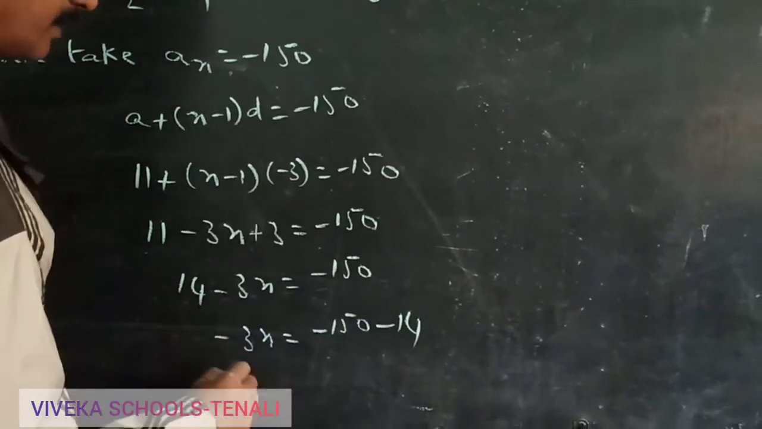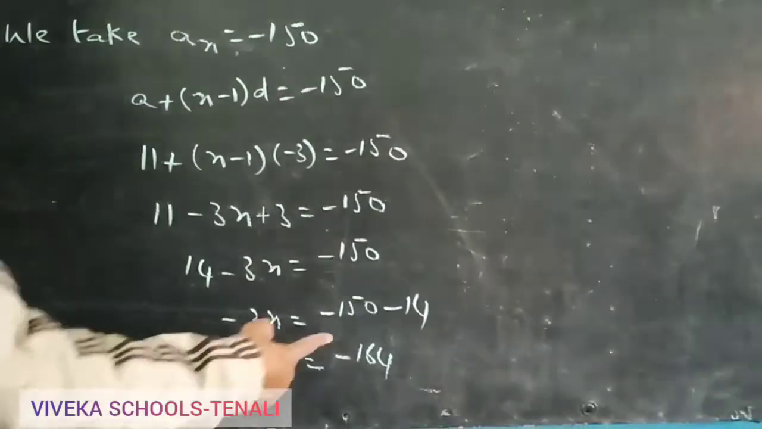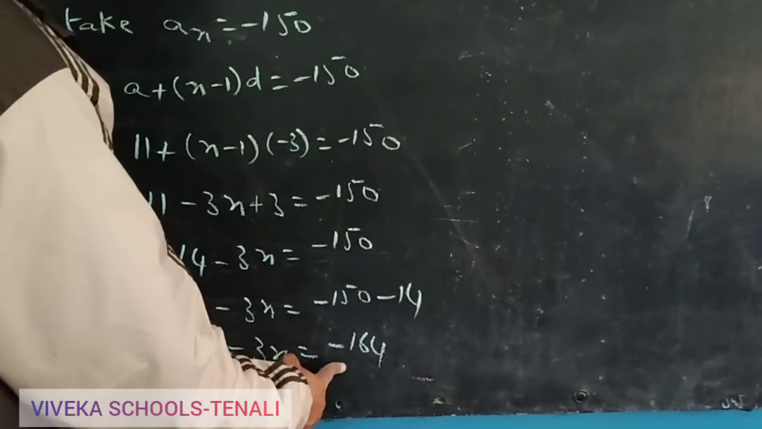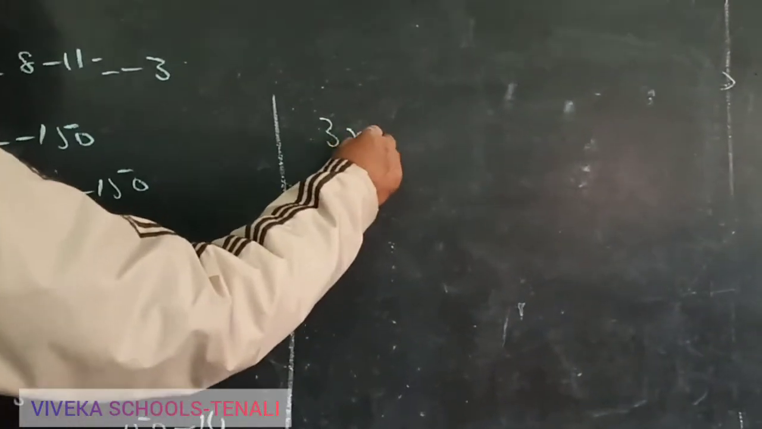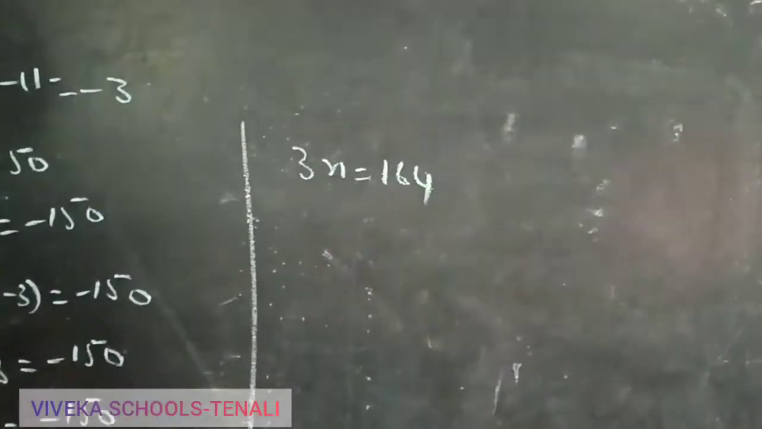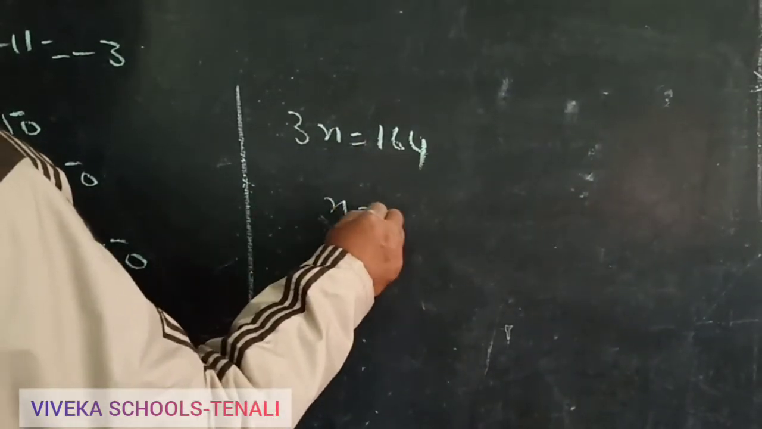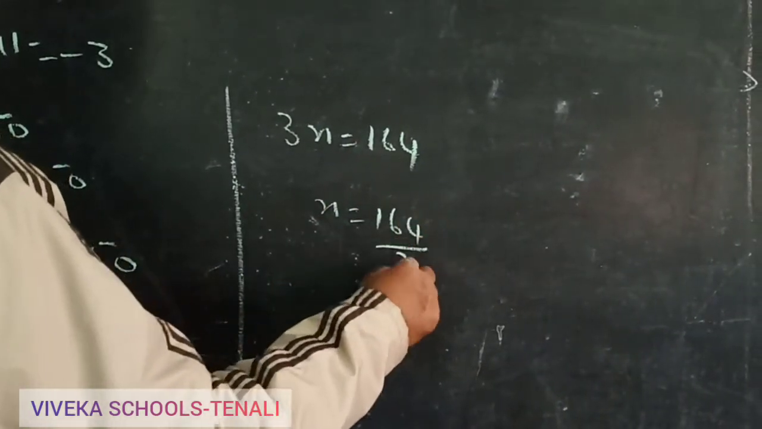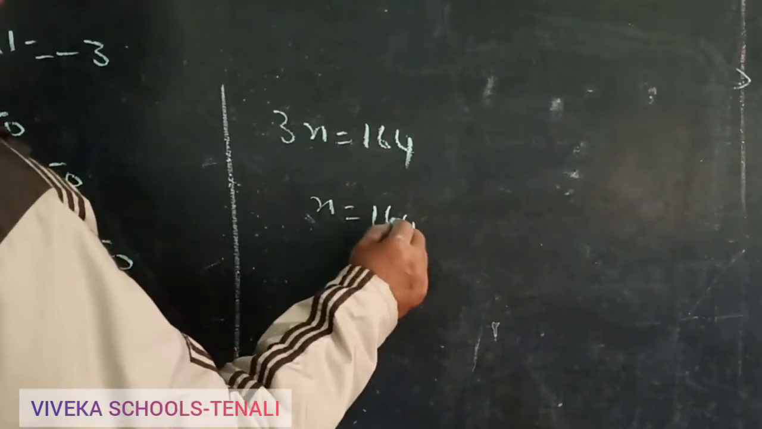Minus 14 minus 3n is equal to minus 164. Minus 150 minus 14 equal to minus 164. Both sides need to cancel. Therefore, 3n is equal to 164. 3 is multiplied here, so it changes to the other side as the denominator. n is equal to 164 by 3. Is 3 divisible into this? n is equal to 164 by 3.